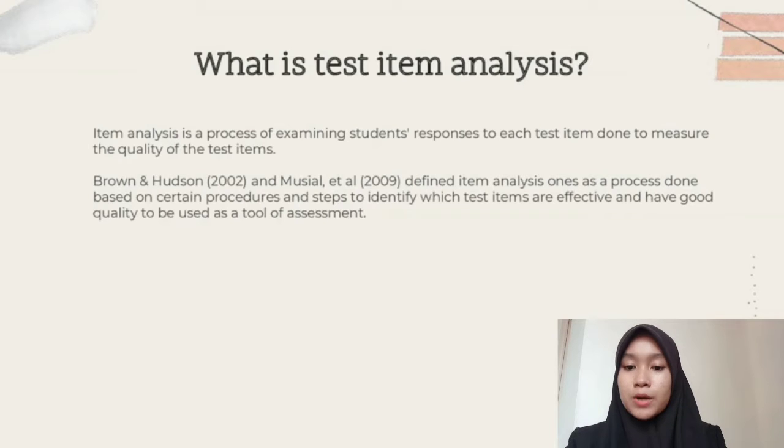Okay, Brown and Hudson 2002 and Mushel 2009 defined item analysis as a process done based on certain procedures and steps to identify which test items are effective and have good quality to be used as a tool of assessment. Brown and Hudson 2002 explain item analysis is usually done for the purpose of selecting which items will remain in the future revision and improvement of the test.